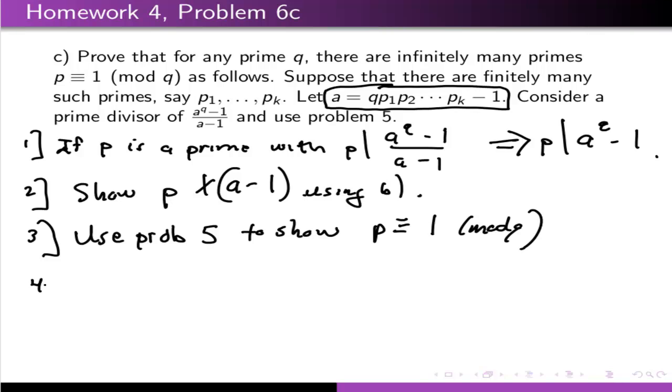And then finally, I want to show that p is distinct from all these. P doesn't equal P1 through Pk, and thus we are getting a contradiction. We're getting a new prime congruent to 1 mod q. So try those 4 steps.